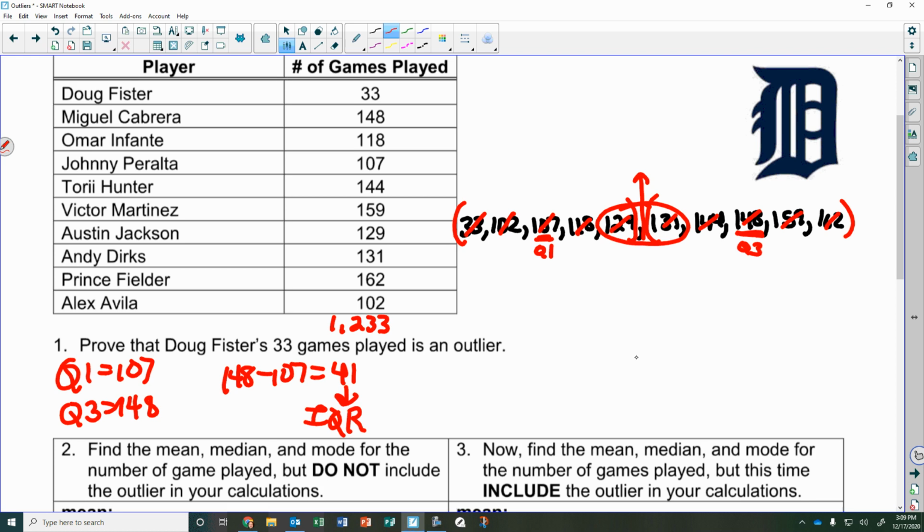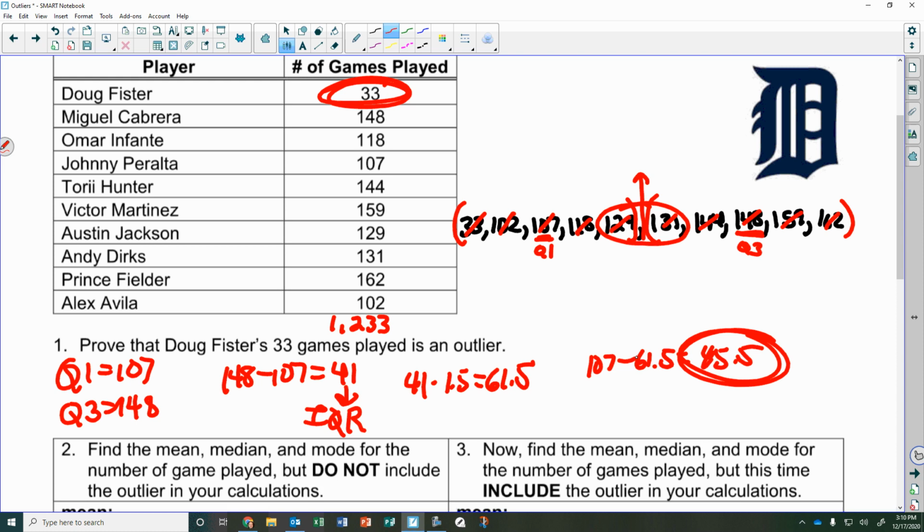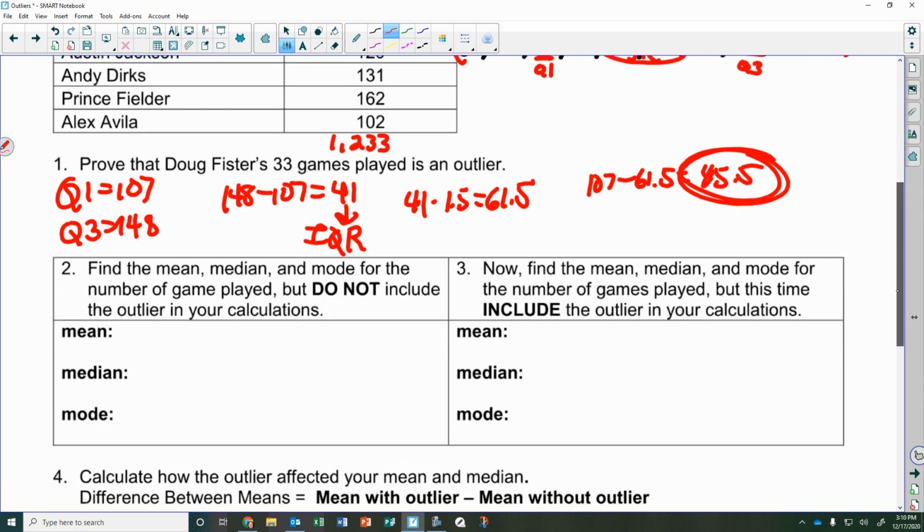And remember, it has to be 1.5 times. So 41 times 1.5 is 61.5. Now, Doug Fister's number is on the low side. So we have to take quartile 1, which is 107, and subtract 61.5 from it. And when I do so, I get 45.5. So any number below 45.5 would be a true outlier. And since Doug Fister's number is 33, his number would be a true outlier because it lies way outside the data. Okay?